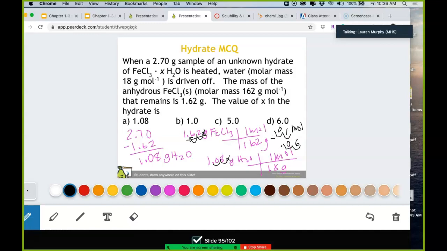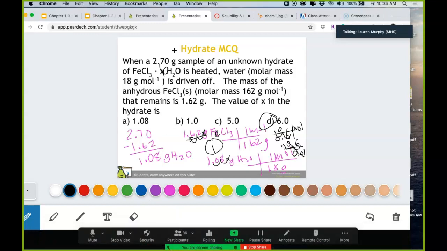Iron 3 chloride has the least number of moles, so we divide by that guy. So you end up with one of these, and then you divide the 0.06 by that. Well, this is easy. Cross off those zeros. 6 divided by 1 is 6. So it should have 6 moles of water. There would be a 6 here. Iron 3 chloride hexahydrate.